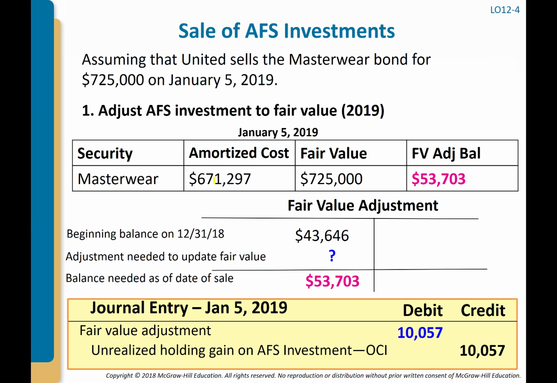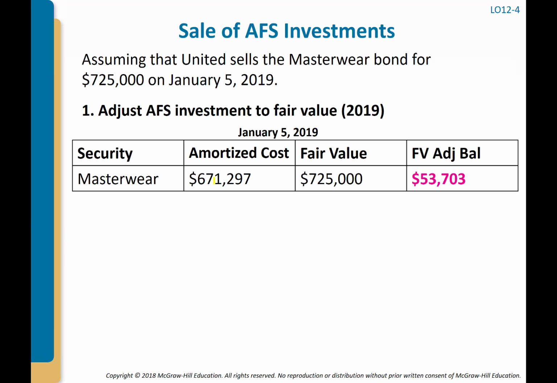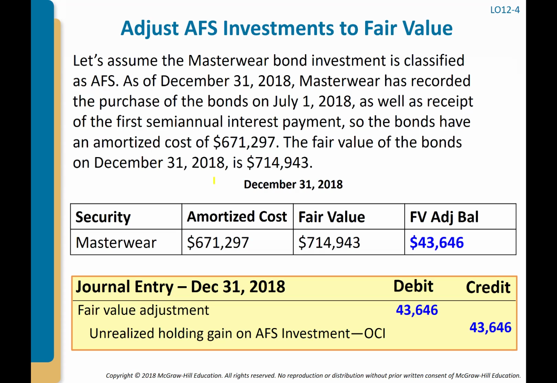Where was it? When I originally adjusted it. Right here, right? That was in 2018. It was a credit. Now I'm debiting it. Is it zero again? Can I put it to retained earnings?